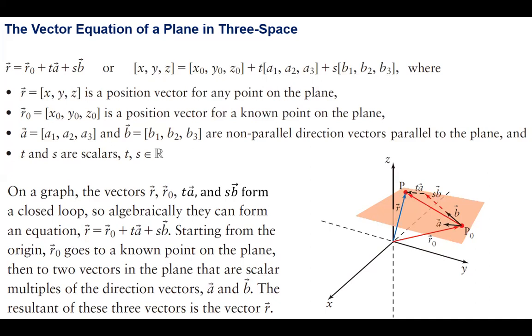So on the graph, the vectors r, r naught, t times a, and s times b form a closed loop. So algebraically, they can form an equation: r equals r naught plus t times a plus s times b. Starting from the origin, vector r naught goes to a known point on the plane. Then to 2 vectors in the plane that are scalar multiples of the direction vectors a and b. The resultant of these 3 vectors is the vector r, which is a position vector of any point on that plane.